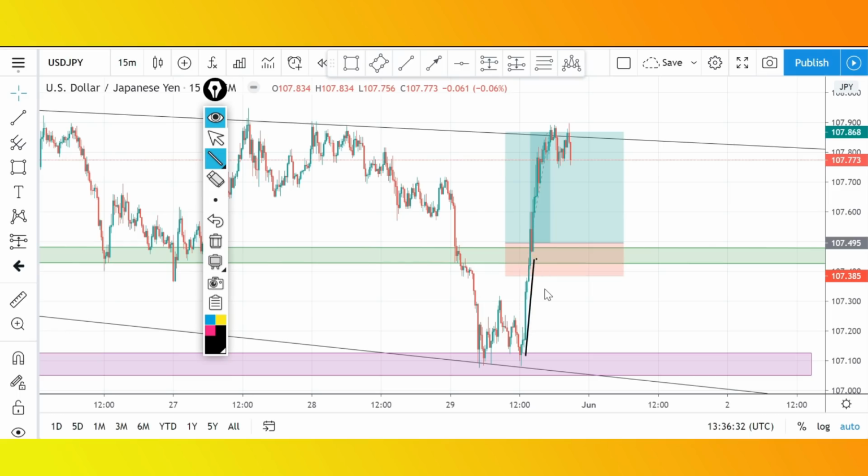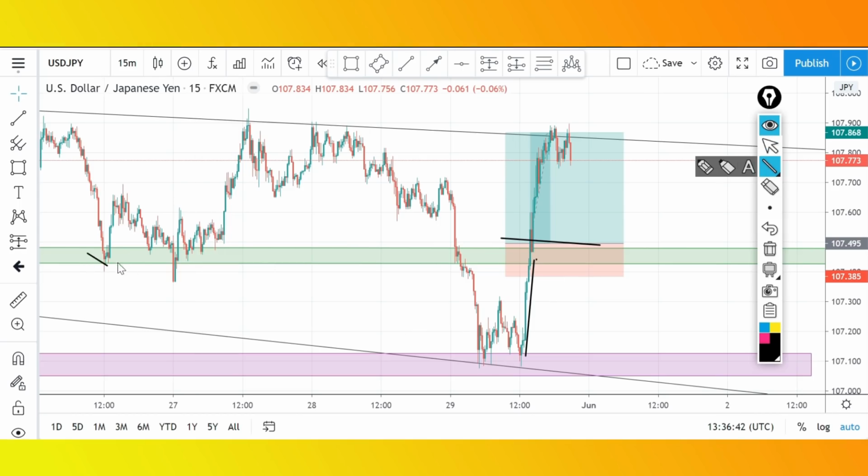We were looking for buying opportunities. We knew once the market actually crossed this level, we were going to look for a buy opportunity. We can see that the market has been respecting this level, so we can't ignore it. So once the market crossed above that level, we're looking for a retest until it hits our target.